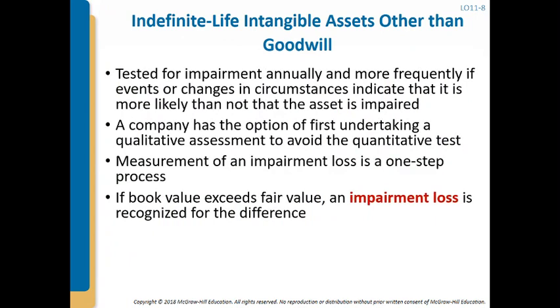Now, for indefinite life intangible assets other than goodwill, you test for impairment annually or more frequently if events or changes in circumstances indicate that it's more likely than not an asset is impaired. Now, a company has the option of first taking a qualitative assessment to avoid the expense of the quantitative testing, because that usually requires appraisers.